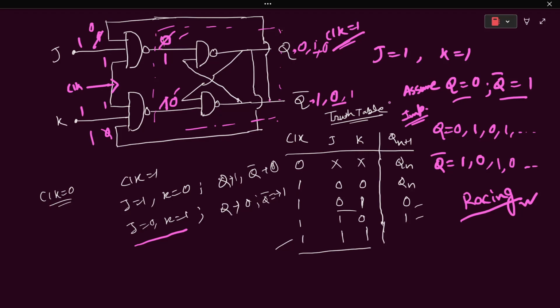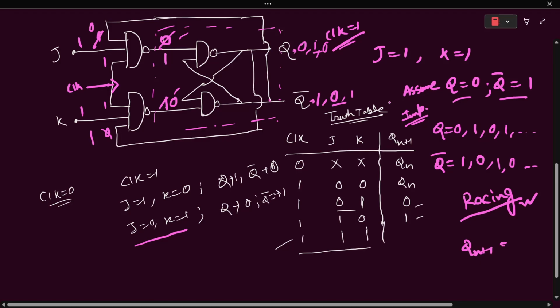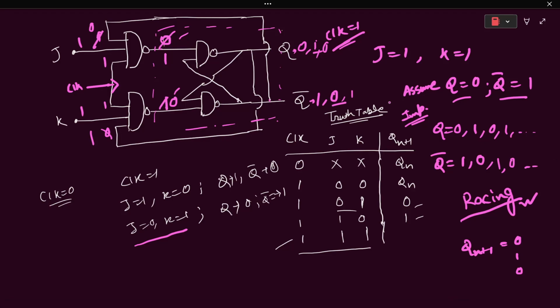Now we saw what occurs when both inputs are high. This is the racing occurring here. How will we denote the output Qn plus 1 here? Qn plus 1 is first 0, after that it becomes 1, after that it becomes 0. It is the complement of the present state. This is 0, so the present state has to be 1. And this is 1, so the present state has to be 0.